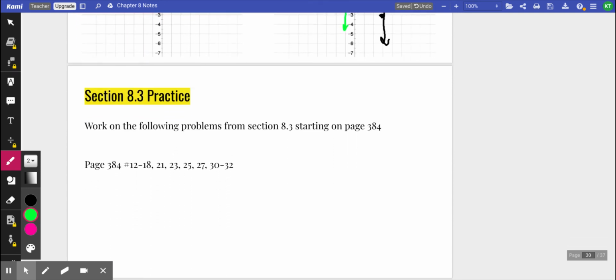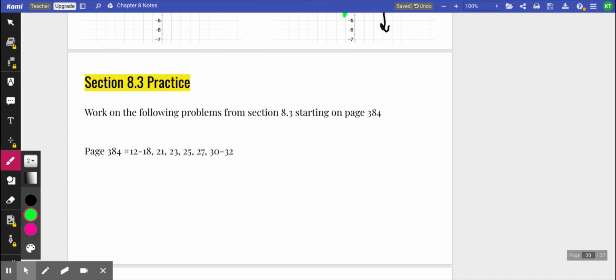All right, for your practice, work on page 384 and do the following problems. And then after you're done, on a separate sheet, you can check your work using the answer key. All right, if you have any questions, let me know, and we will talk to you soon.